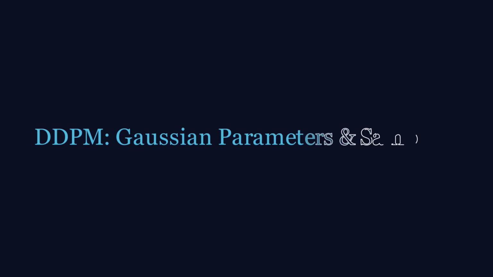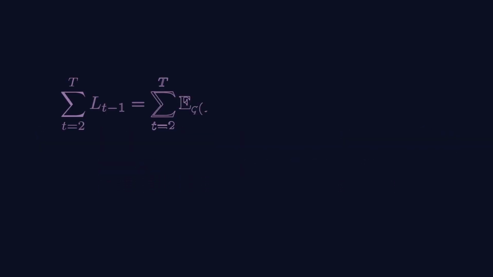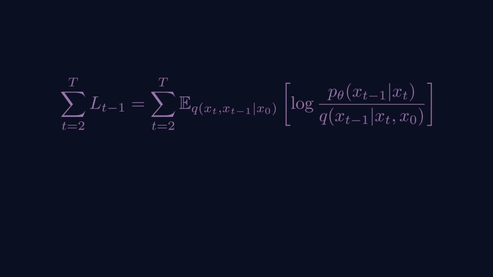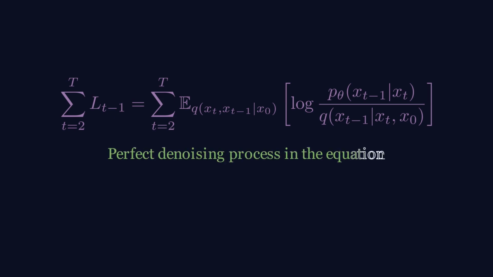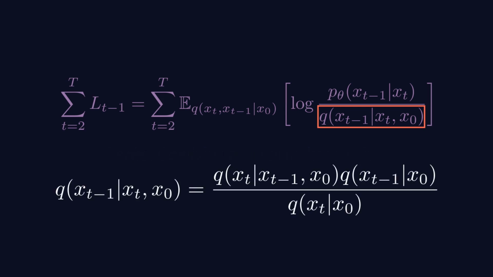Sampling algorithm. We have derived the ELBO loss, but optimizing KL divergences between arbitrary posteriors is difficult. In this section, we'll use Gaussian assumptions to make the problem tractable. Using Bayes' rule, we can flip the conditioning in our posterior distribution. This allows us to express q of xt minus 1 given xt, x0 in terms of quantities we can compute.